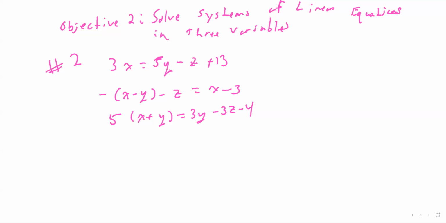There's a couple options you can do here. If you like to see these in standard form, you go ahead and distribute, combine like terms, get your x, y, and z to one side, your constant to the other. It does not matter. Or you can go straight into the process in which you're just looking at all 3 equations and solving for a letter.